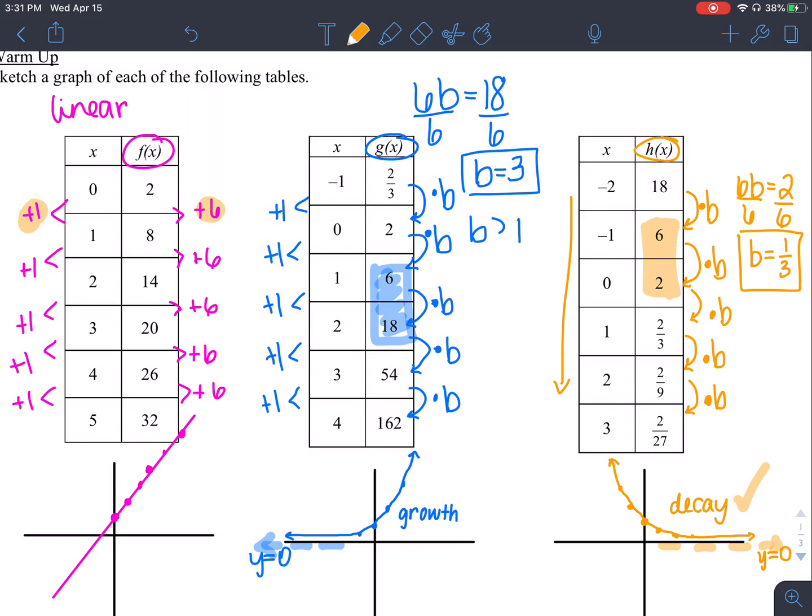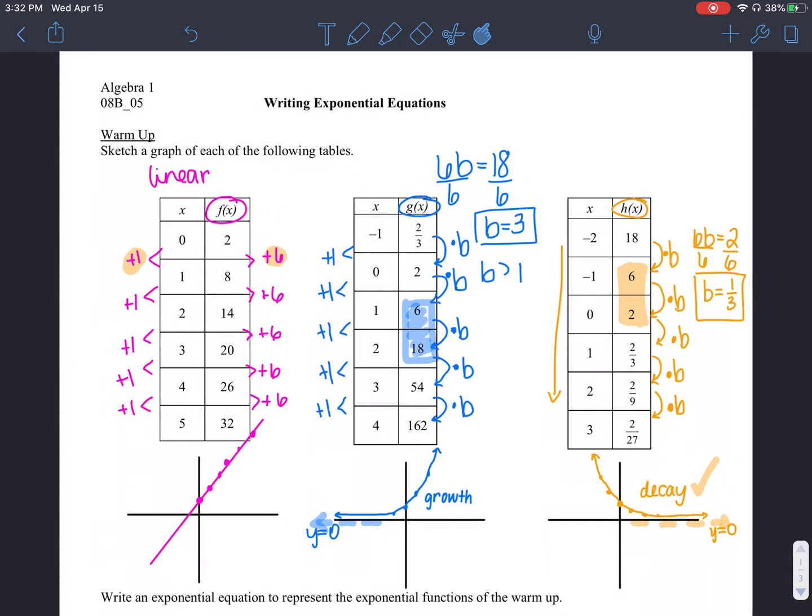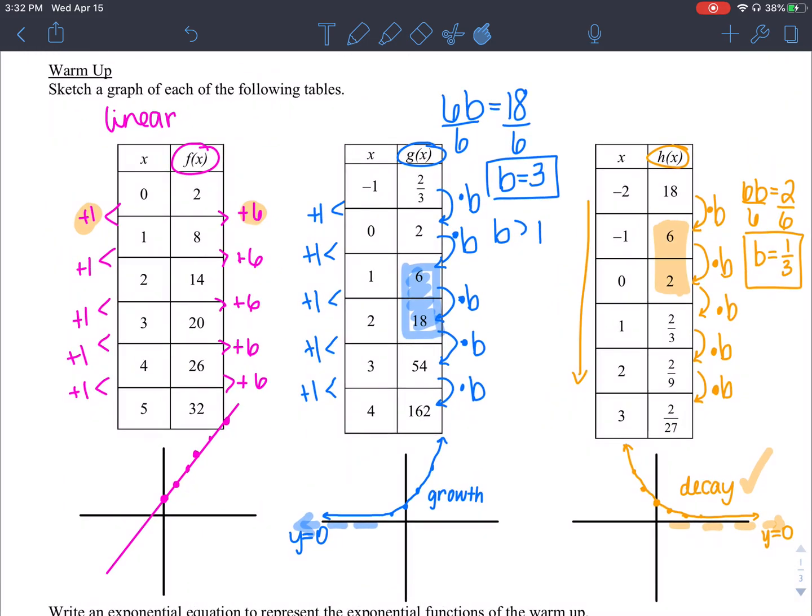One of the things I'm always going to suggest to you, if you have a table and you're trying to write an equation, is to always sketch a graph like you did for your warm-up. That way, if you were to solve h of x and thought the base was 3, you'd know you're incorrect because your graph shows you that it should be a decay, which means the base needs to be smaller than 1. Finding the base, honestly, is the most challenging part of writing your equation.